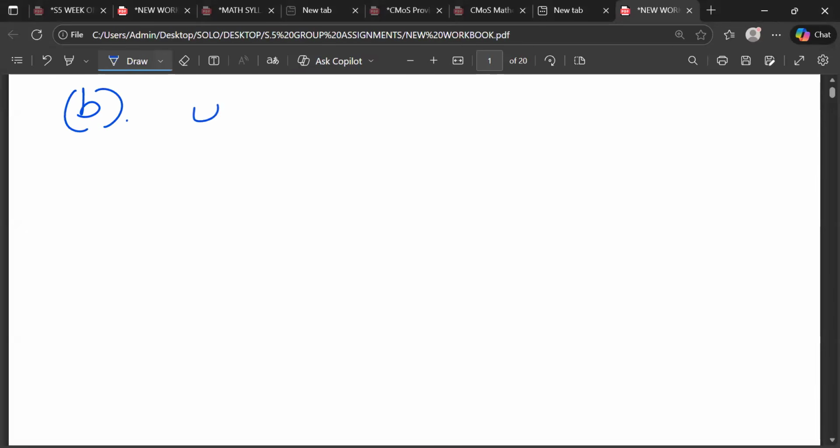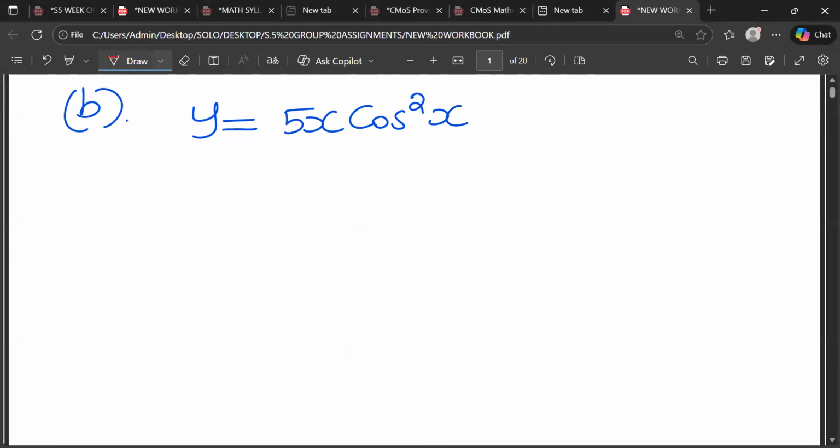Come and say, what if we have something like this? 5x cos squared x, like that. A number like that. So it's up to you to realize that this x, you can either say x or the 5x, whatever you want. You people, which one do you usually use as u? What do you prefer? Do you prefer the whole of 5x or you prefer x alone?